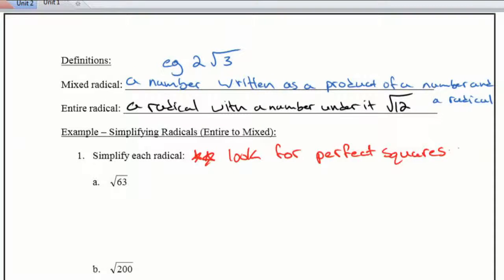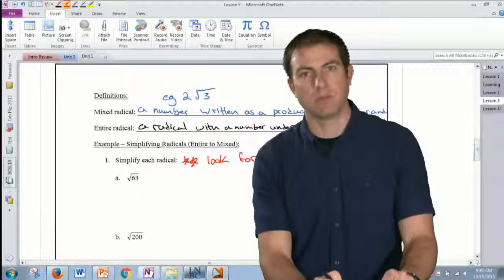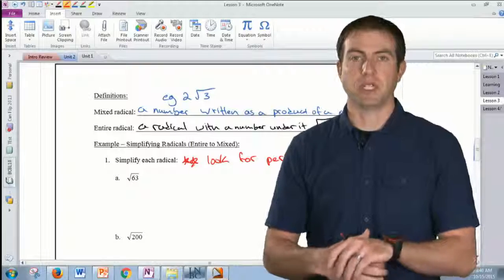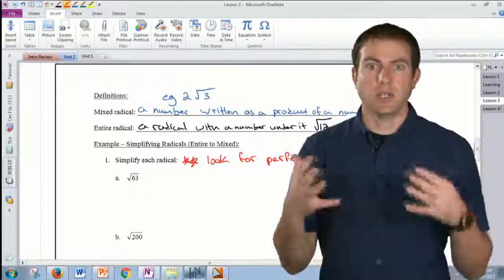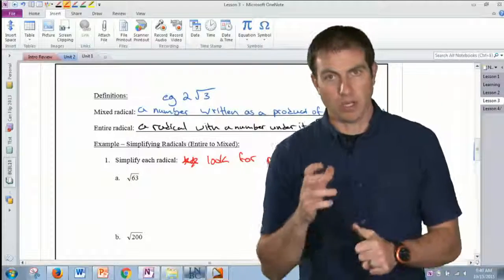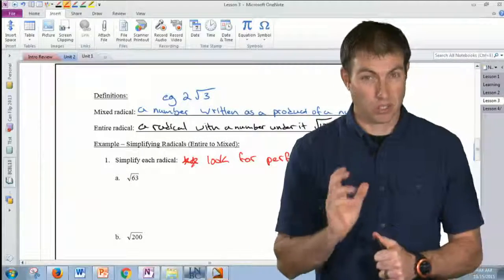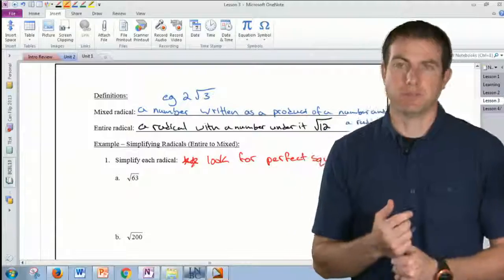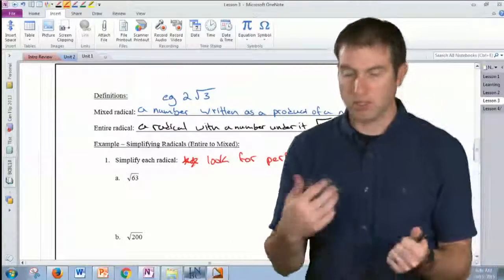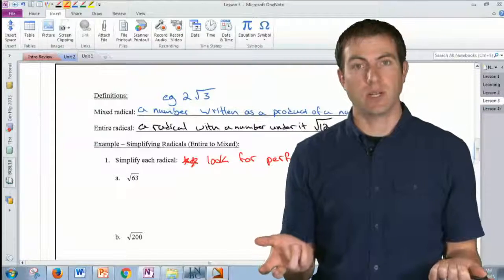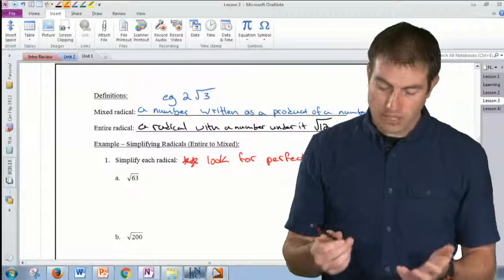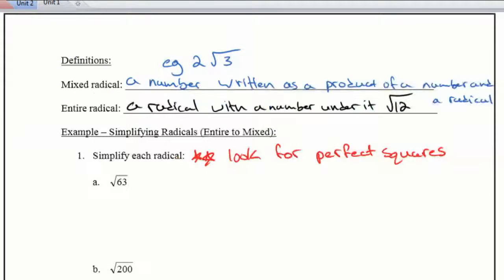So thinking about our multiplication tables back from grade 6, 7, I don't even know when you learn multiplication tables. You need to be good at your multiplication tables and you need to know your perfect squares. So what number, which is a perfect square, goes into 63? The little numbers going through my brain, and I think to myself, 9 is a perfect square and that's a factor of 63. So I know I can break this down a little bit.